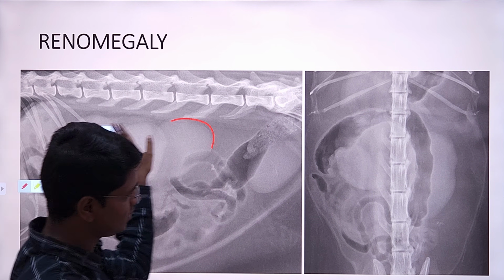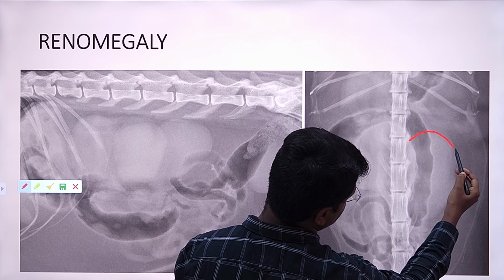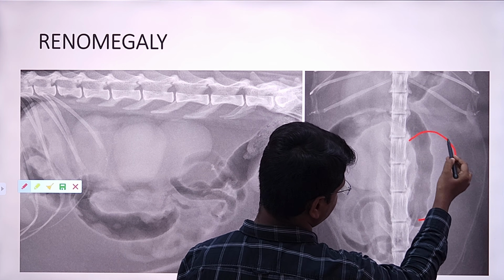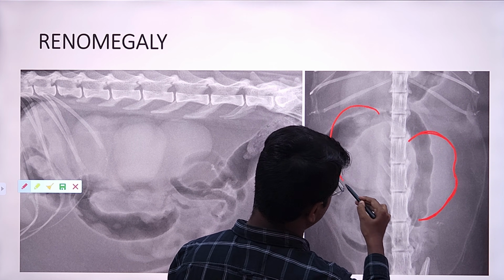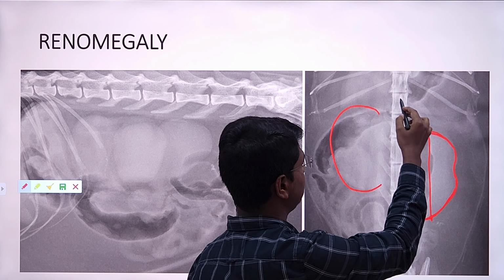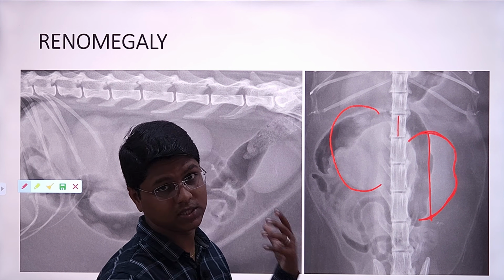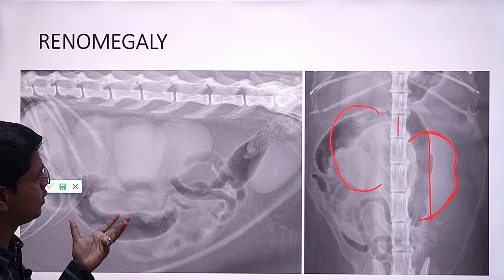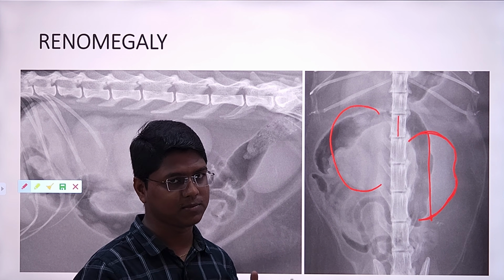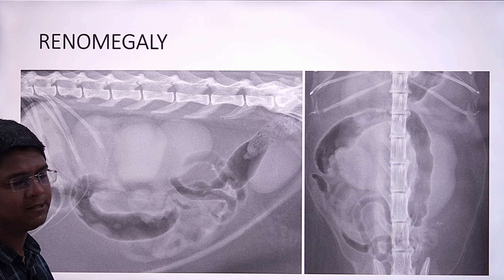Now let us see the ventrodorsal view. See this kidney is so big, and the cortical margin or the renal capsule is uneven. Here is one and here is another one. This is renomegaly. If you take the renal length to the L2 ratio, using T13, L1 and L2, it will be beyond 3.5. This is bilateral renomegaly. Both the left and the right kidneys have been enlarged. If you want to study further, it is better to go for ultrasonography rather than X-ray.